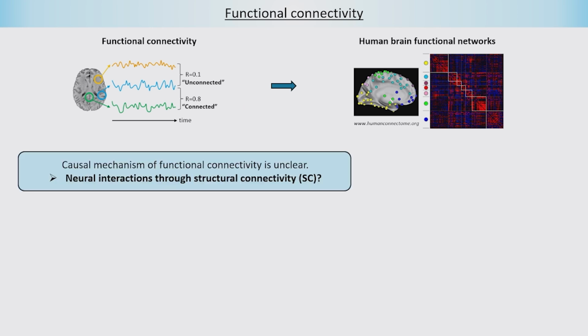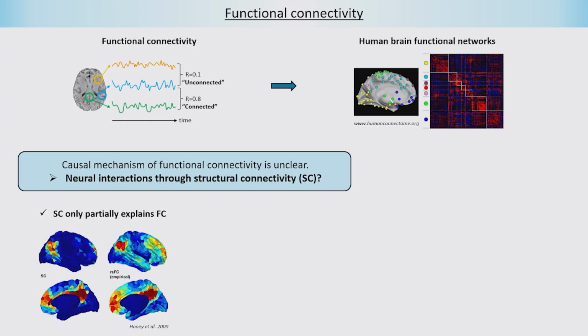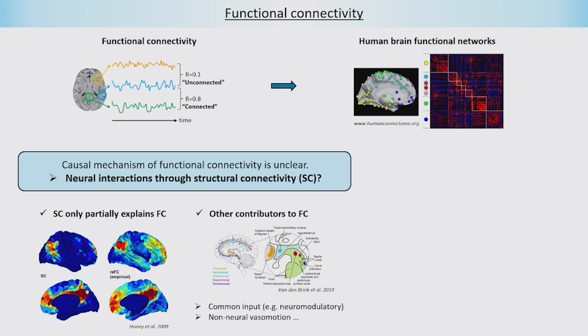However, despite this prevalence in the human neuroimaging and neuroscience field, we still lack a clear understanding of its causal mechanism. While it is often assumed that it represents the neural interaction between brain regions connected through structural connectivity, many studies have shown that structural connectivity only partially explains functional connectivity. They also suggest other contributors, such as neuromodulating inputs or non-neural motions, and the existence of these confounders obscures the interpretation of functional connectivity results, both in normal and pathological states. So here we raise a fundamental question: whether functional connectivity actually reflects neural interactions or not.